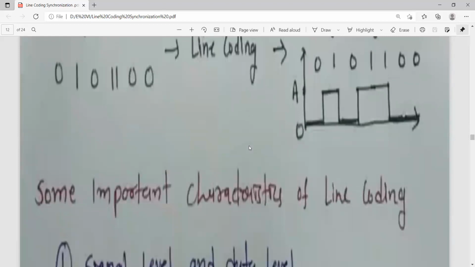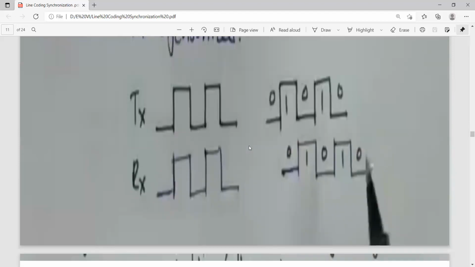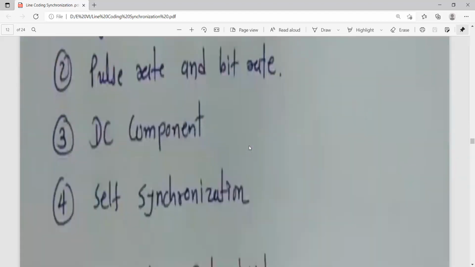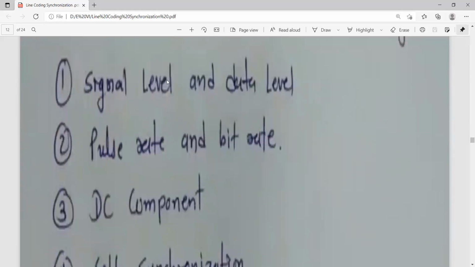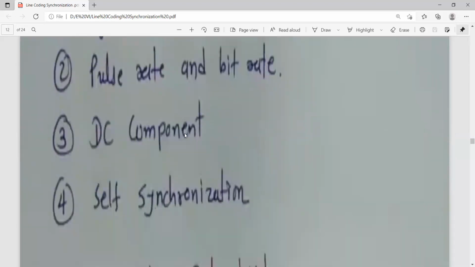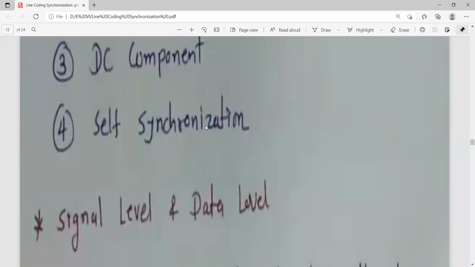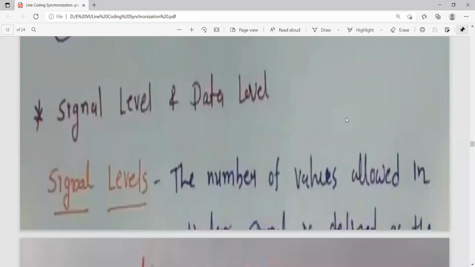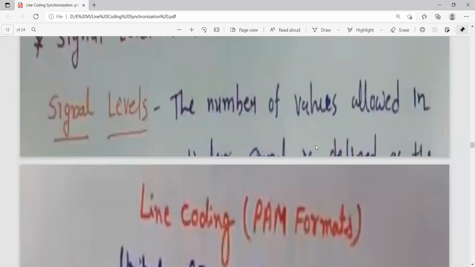Okay. So now this is about today's class. So far we discussed these techniques, different types of methods: signal level and data level, pulse rate and bit rate, DC component, and self synchronization. In self synchronization, both the sender clock and receiver clock must be equal. So this is about today's class.